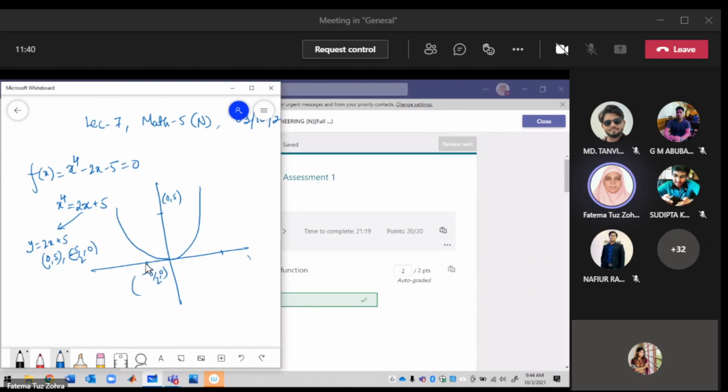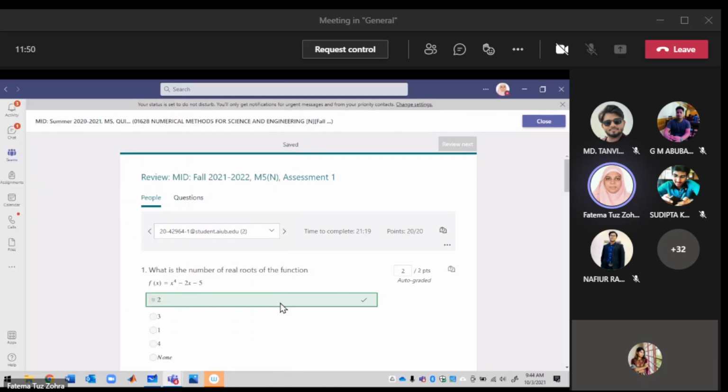So obviously it will cut the graph into two parts. One is this, another one is this. So there are two roots. So the answer is there are two roots.